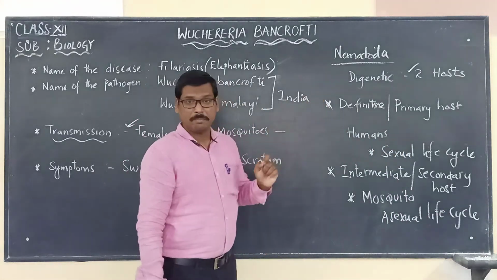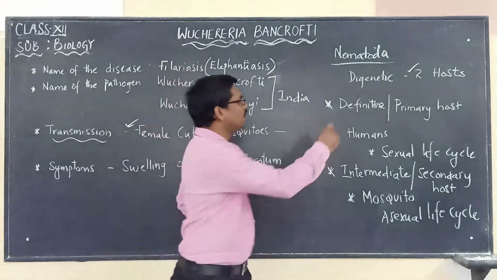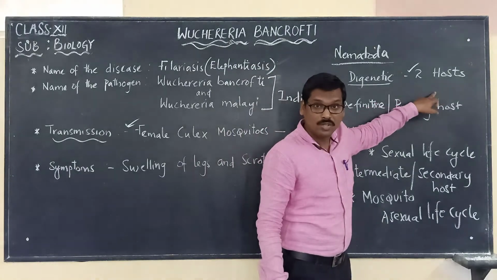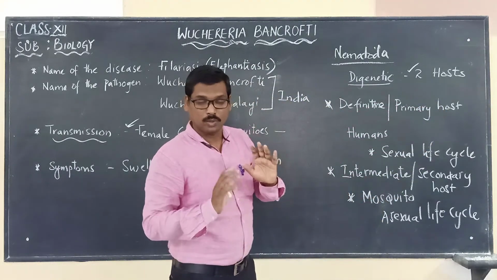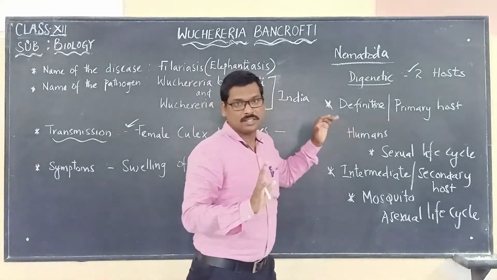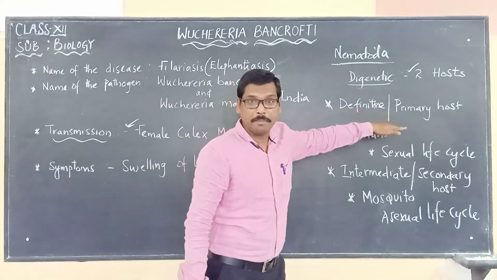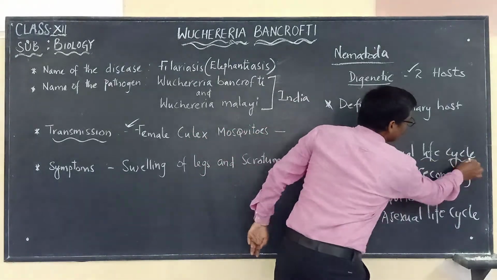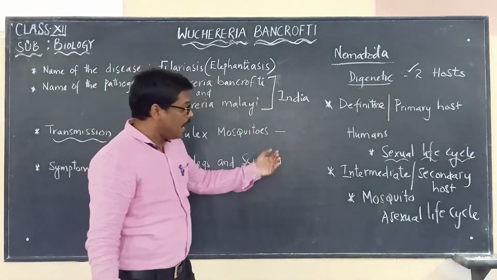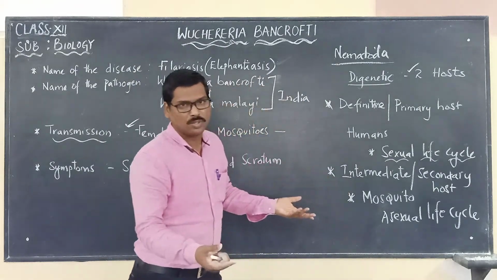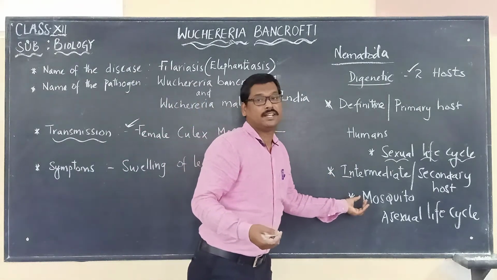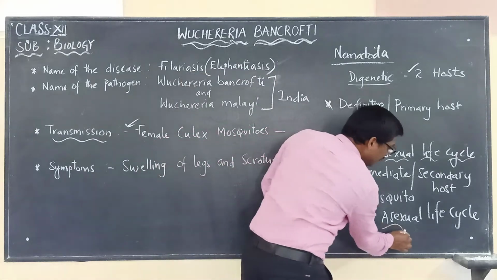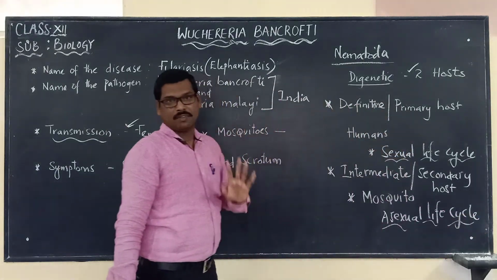So here we have to remember that once we use the word digenetic, that pathogen is using two hosts to complete its life cycle. The first host is the definitive or primary host, that is the humans, in which the sexual life cycle is completed. And the intermediate host means the secondary host, the female Culex mosquito, in which the asexual life cycle will be completed.